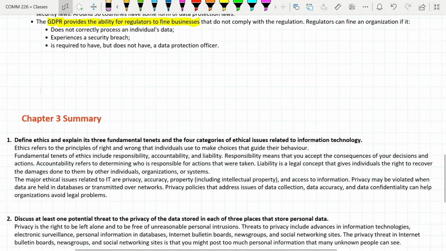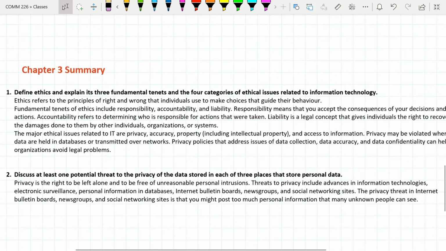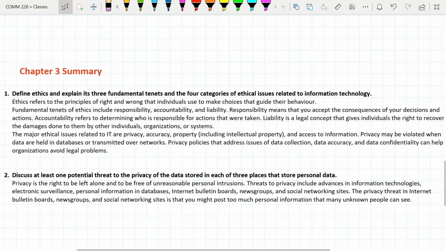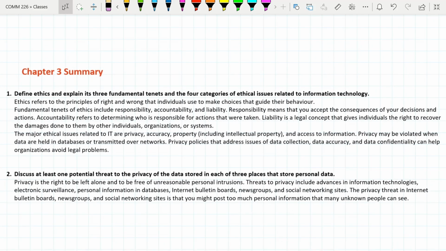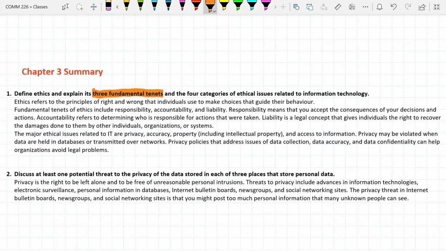All right, so let's go to the chapter 3 summary. It's a very short chapter, so here you go. Define ethics and explain its 3 fundamental tenets and the 4 categories of ethical issues relating to information technologies. So, the 3 fundamental tenets and the 4 categories of ethical issues.